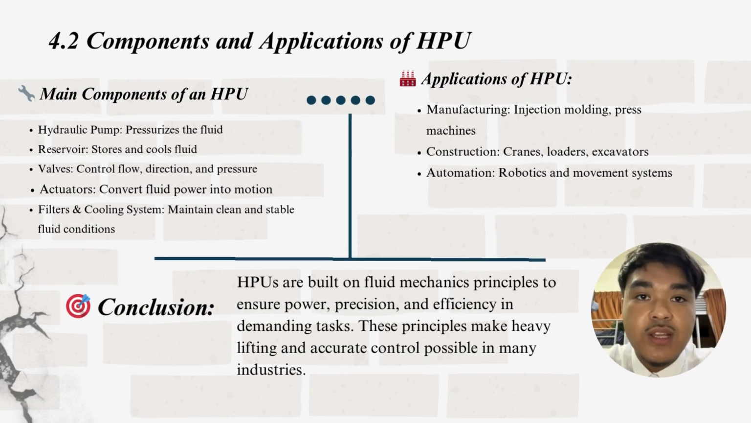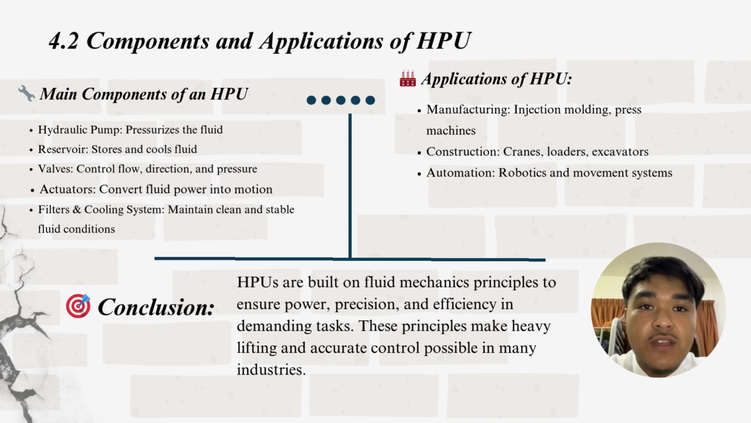Okay, as we go on to the last slide for me, which is 4.2, components and application of HPU. The main components of an HPU are the hydraulic pump, reservoir, valve, actuators, and filters and cooling system. The hydraulic pump pressurizes the fluid, the reservoir stores and cools fluid, and the valve controls flow, direction and pressure. Actuators convert fluid power into motion, and lastly, filters and cooling system maintain clean and stable fluid condition.